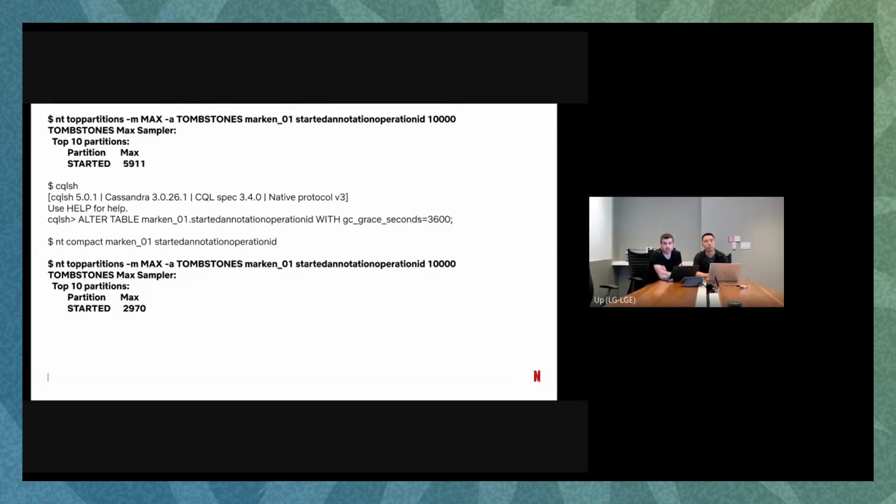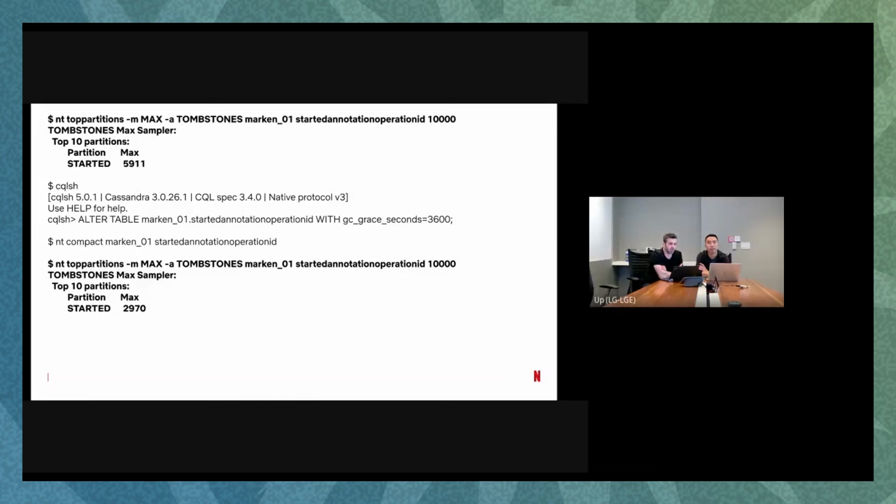And then as you can see afterwards, we ran the tool again. We can see the partition count go down immediately after, the tombstone count go down immediately after. It's not to zero because we set GC grace to an hour. So the 2,970 were tombstones that were written within the hour prior to me running compact.